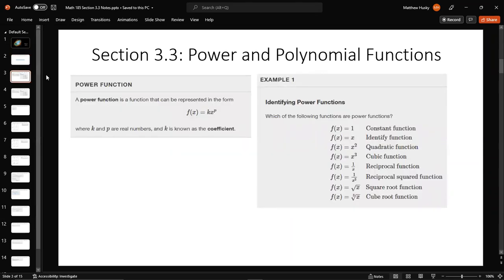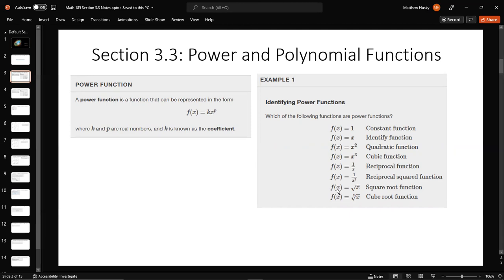So what is a power function? A power function is f of x equals k times x to the p. So k and p are both going to be numbers. k is referred to as the coefficient, and then p is the power. It's going to be some known power.